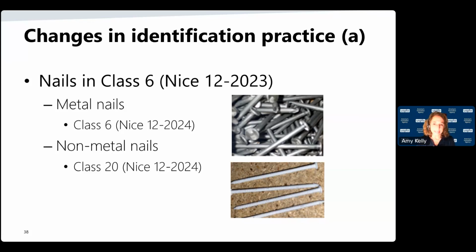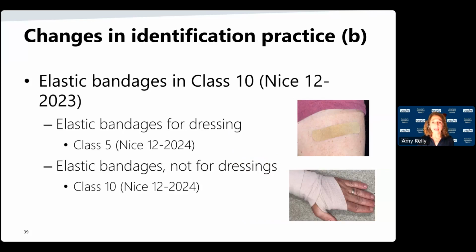Another one, elastic bandages, previously in Class 10, must now distinguish between how and why they're being used. For example, a commonly misused trademark registration is for Band-Aid, Band-Aid brand bandages, right?